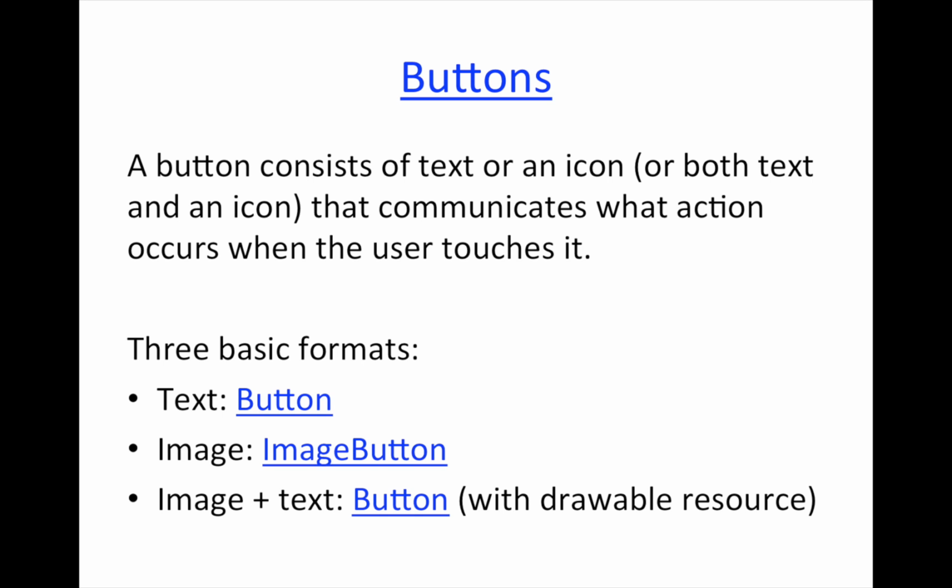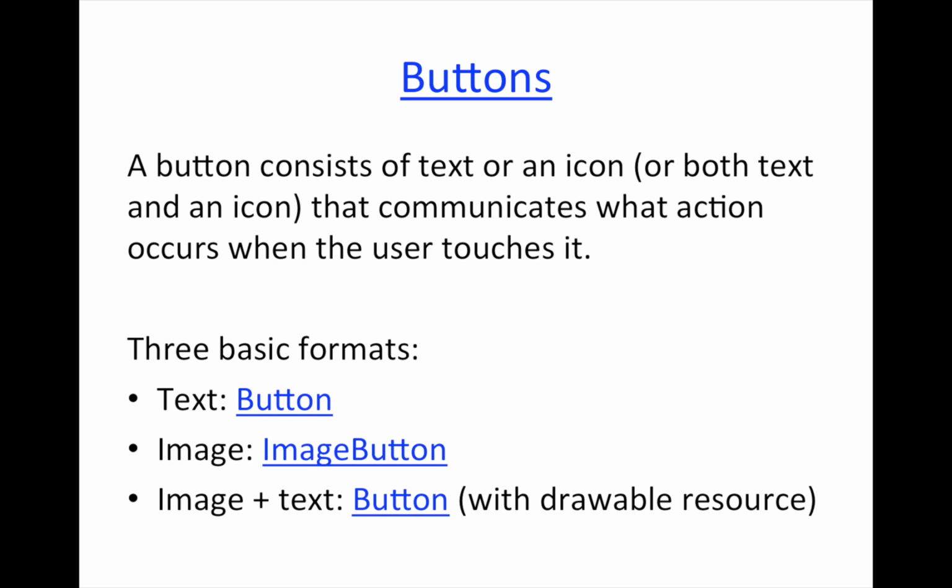So a button consists of text and an icon, or sometimes both, that communicates what action occurs when the user touches it. There are three basic formats. There's the text button, such as submit, cancel, OK. There are image buttons, those things you usually see at the top: refresh, share, the Facebook icon, that kind of stuff. And an image plus text.